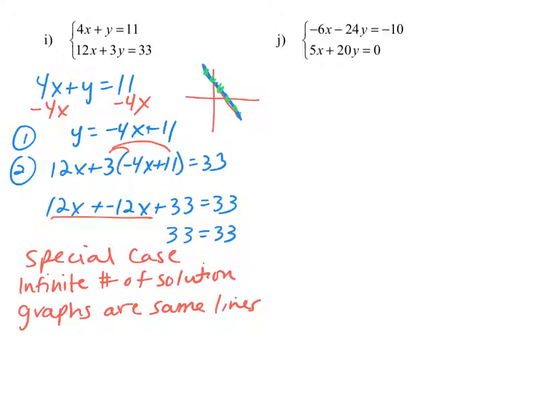One way to write all of those solutions, since it's possible to write an infinite number of points, we can write it using set notation, where the solution is all the points x, y, such that the equation is true, and we can say that 4x plus y is equal to 11. That's one way of writing it. You can also say there's an infinite number of solutions. The graphs are the same line.